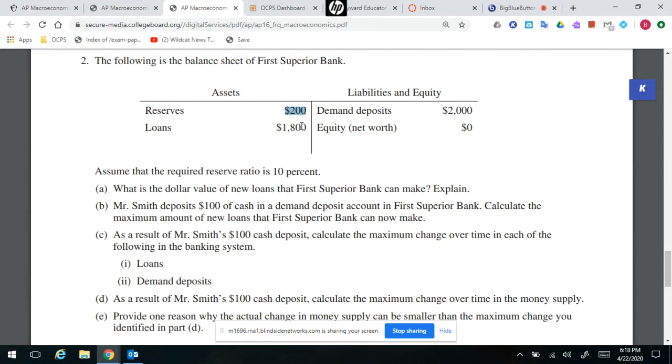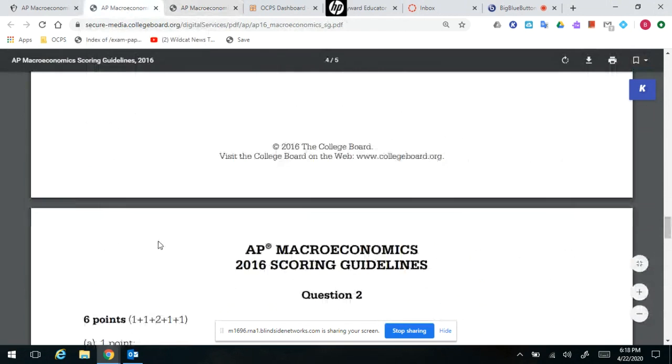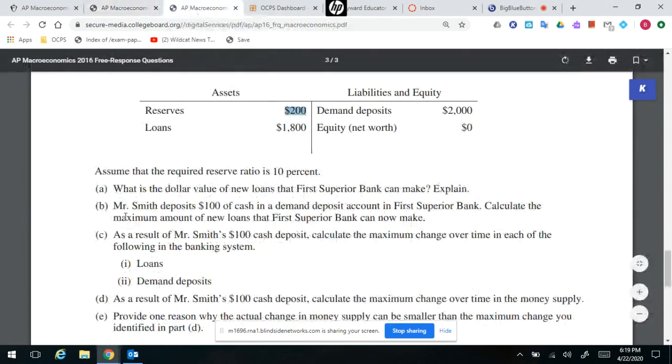You don't have any excess reserves. You have exactly what you have to hold on to. If you had more than 200, then you'd be able to loan some of that out. But you don't. You have exactly 200, so you don't have any excess. And because we do not have any excess, the bank is already fully loaned up. It can't make any more loans. There are 0 new loans. Can't lend out anymore. All right, let's take a look at Part B.